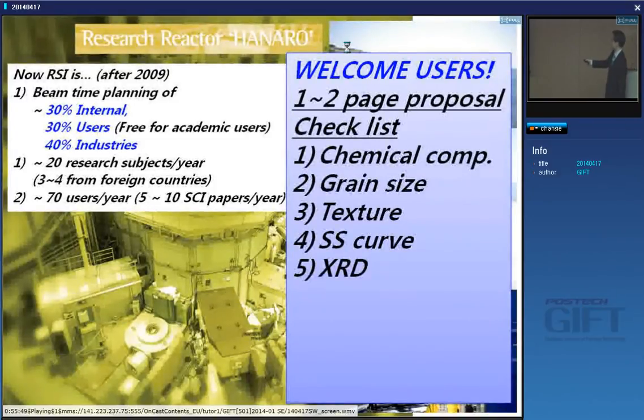If your grain size is too big, the statistics is low, right? The neutron diffraction measurement is based on the number of grains, the response from the grains. But if we have big grains, the response is very low. That means measurement time is too long, okay? Like a single crystal, it takes forever. And then I need to know texture. If there is strong texture, it's like a big grain size, okay? So strong texture is not good.